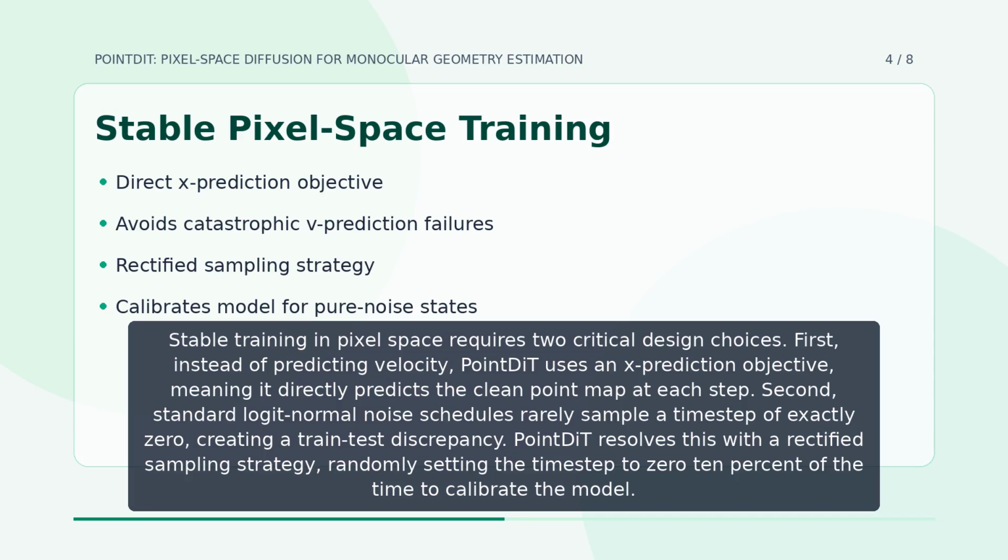Stable training in pixel space requires two critical design choices. First, instead of predicting velocity, PointDiT uses an X-prediction objective, meaning it directly predicts the clean point map at each step. Second, standard logit normal noise schedules rarely sample a time step of exactly 0, creating a train test discrepancy. PointDiT resolves this with a rectified sampling strategy, randomly setting the time step to 0 10% of the time to calibrate the model.